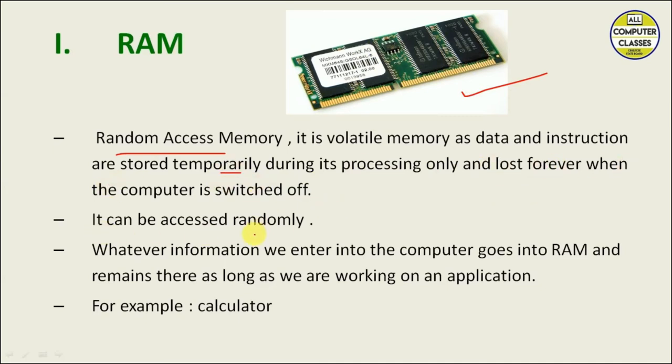It can be accessed randomly, meaning we need not go sequentially to access the data. It will directly go to the memory location and access the data. Whatever information we enter into the computer goes into RAM and remains there as long as we are working on that application, right? For example, a calculator. How do you use a calculator? You just give the number and instruction and press equals, you get the result, and the moment you press the off button, everything goes off.